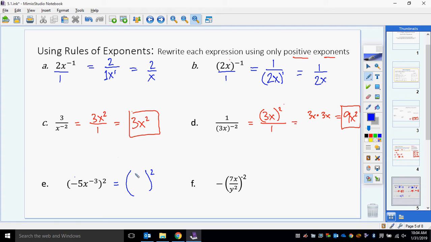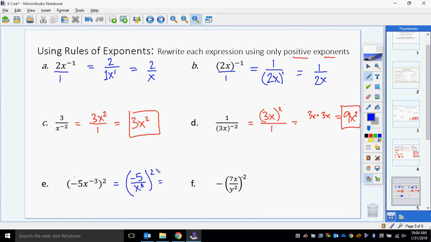In my parentheses, I have a negative 5. But this x, since it has a negative, I want to bring it to the basement, to the denominator, and change its exponent positive. The 5 gets to stay because, remember, the negative 3 isn't on the 5. So now let's simplify that a little bit more.